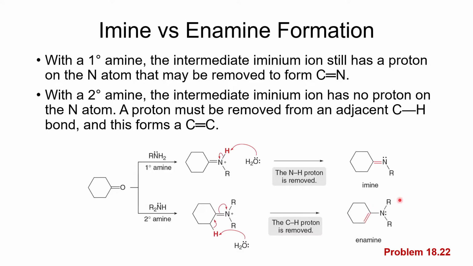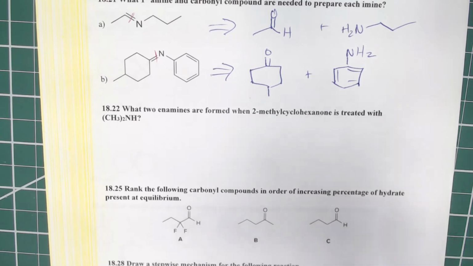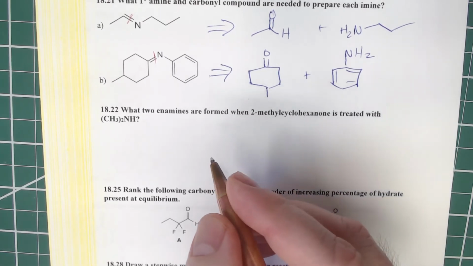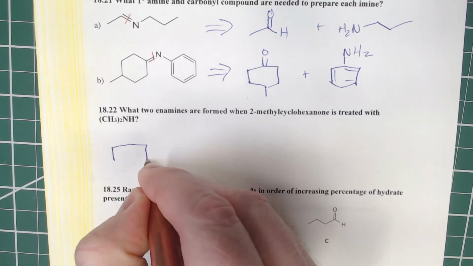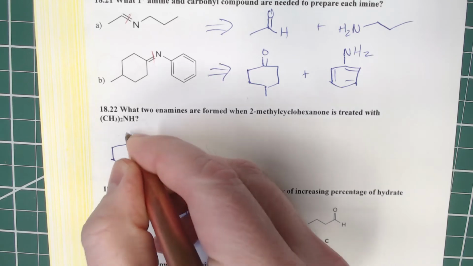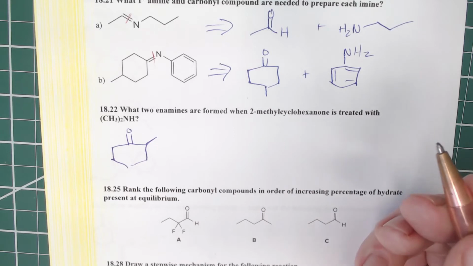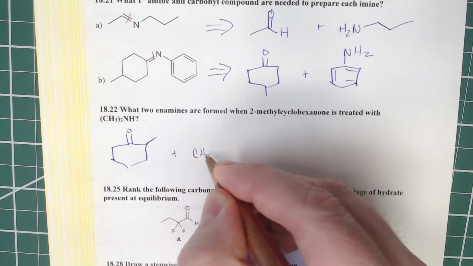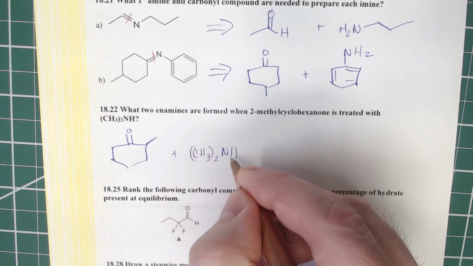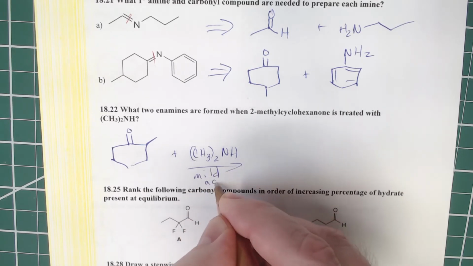So let's look at number 22 real quick. And on this it says, what two enamines are formed when 2-methylcyclohexanone is treated with dimethylamine? So let's go ahead and draw our ketone. So there is the 2-methylcyclohexanone, and then (CH3)2NH, and we'll say with mild acid, if we're just going to go ahead and get this all correct.